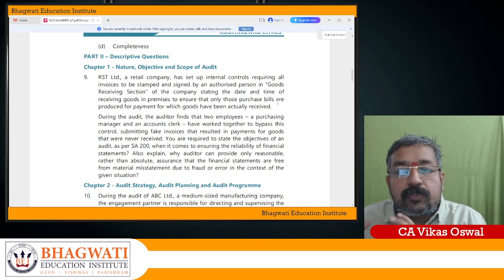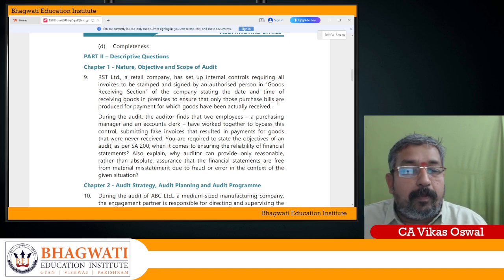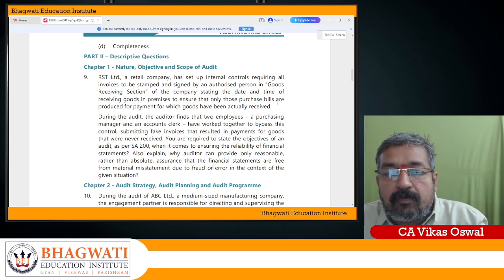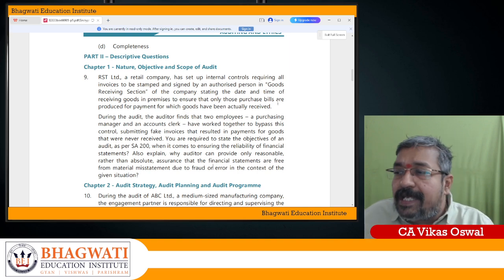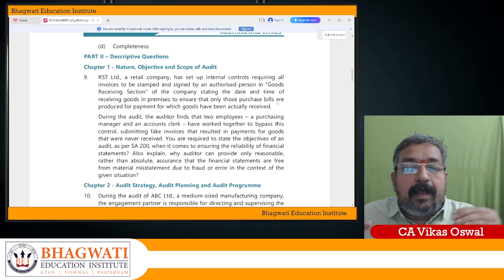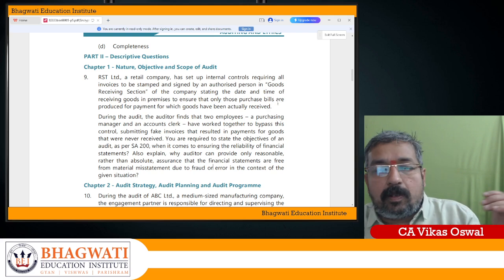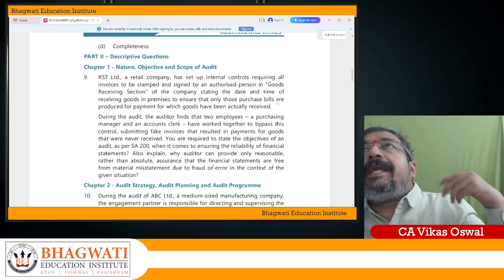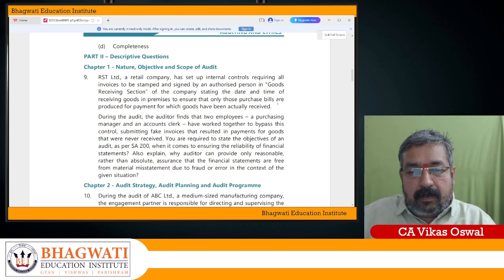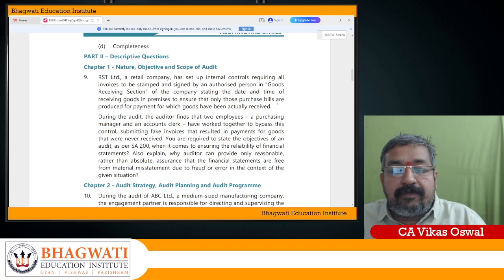During the audit, the auditor finds two employees, a purchasing manager and an accounts clerk, have worked together to bypass this control, submitting fake invoices that result in payment for goods that were never received. So what they did is that they submitted a fake invoice, and because of this, they bypassed the control. What was the control? Goods received section: you receive the goods and then you make the payment. So there is a complete bypass of the internal control, with payments made for goods that were never received.